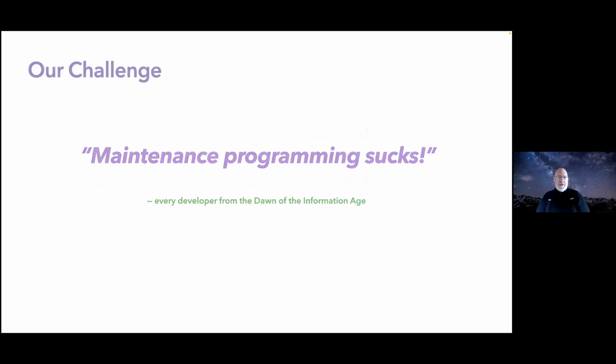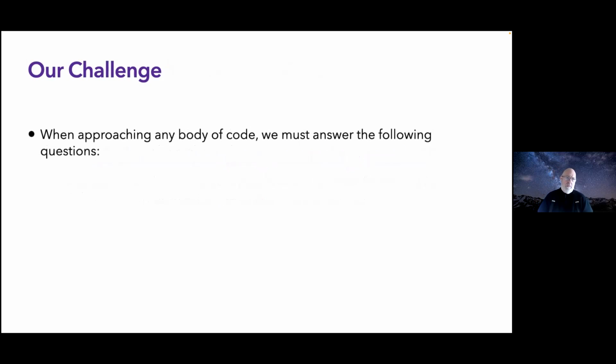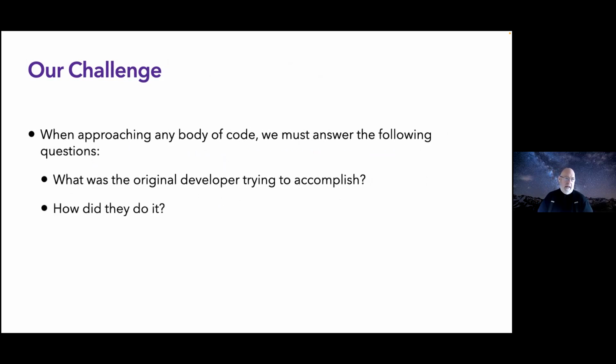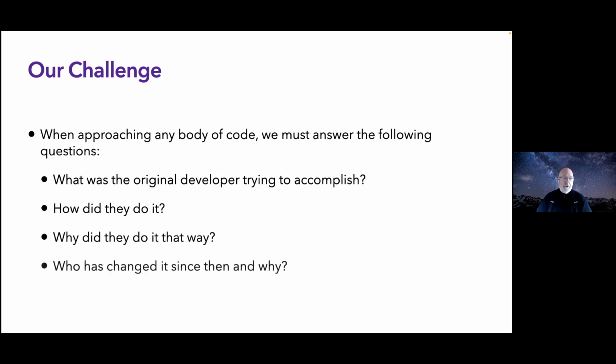So our challenge is, when we approach any body of code, we have some questions to answer. What was the original developer trying to accomplish? What business problem was trying to be solved? How did they do it? Why did they do it that way? Who's changed it since and why? And how do we fix or enhance it without breaking it ourselves?